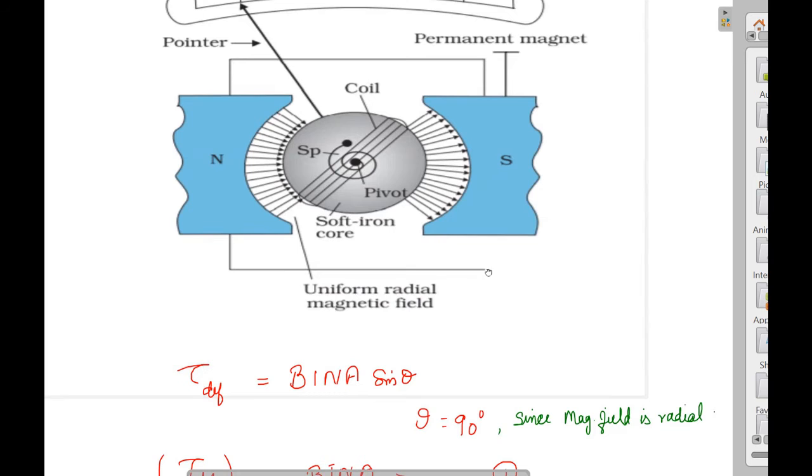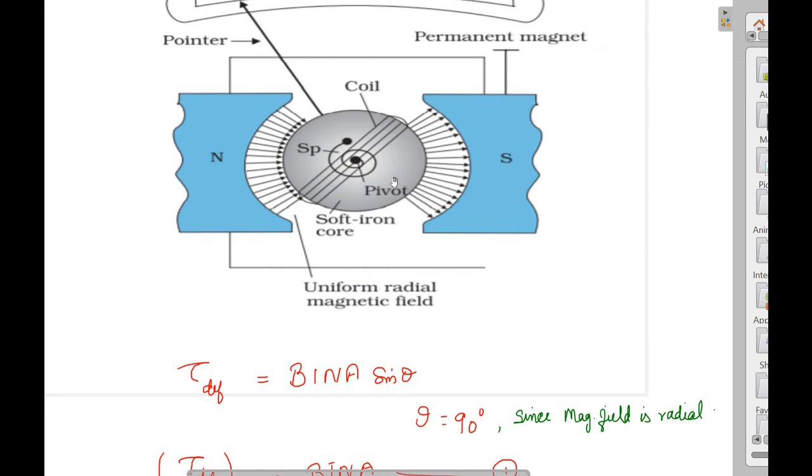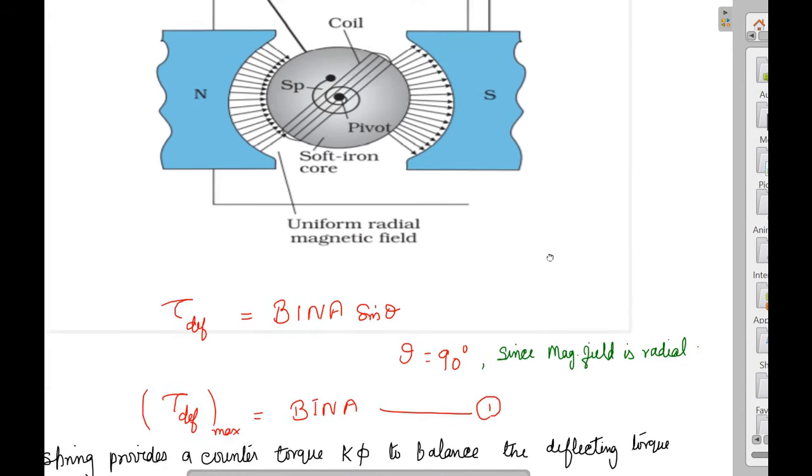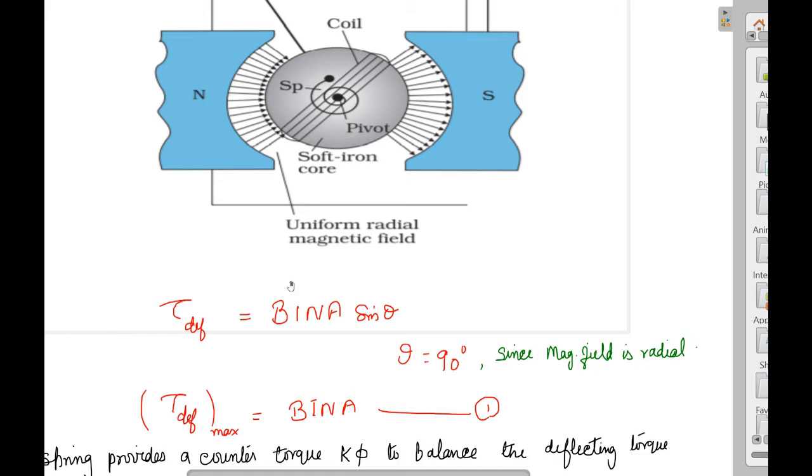Now let us see how this coil deflects in the magnetic field. Already we have seen in the previous video that the deflecting torque when current passes through the coil, which is in the uniform magnetic field B, is BINA sin theta, where B is the external magnetic field, I is the current through the coil, N is the number of turns, A is the area of the coil.